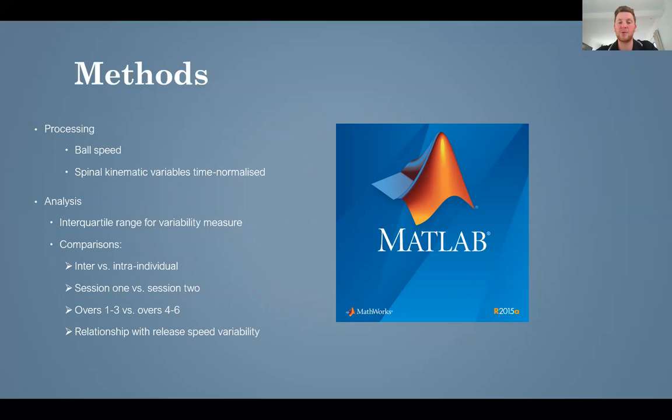The processing and the analysis was done in MATLAB, so calculation of ball speed from markers that were placed on the finger and the ball, and then time normalizing spinal kinematic variables to the period between front foot contact and ball release, because obviously this time differed slightly from trial to trial and from participant to participant. Variability was calculated using interquartile range just because it best dealt with the positive and negative values that were seen mainly with axial rotational velocity. And then you can see an example of some of the comparisons that were made with the data there. So inter versus intra-individual variability, looking at how the variability changed within and between sessions, and then also looking at a potential relationship between spinal kinematic variability and release speed variability.